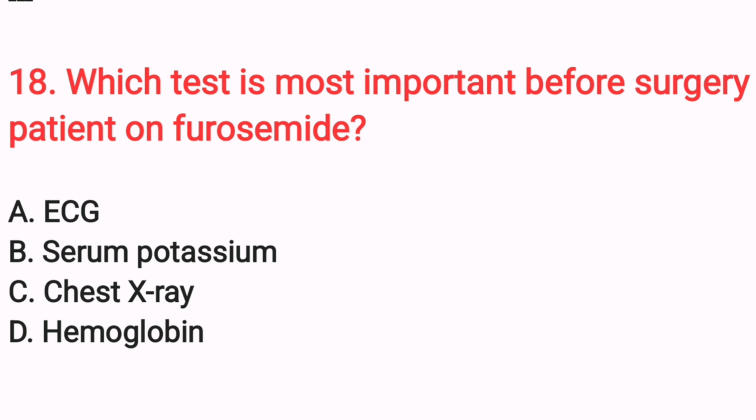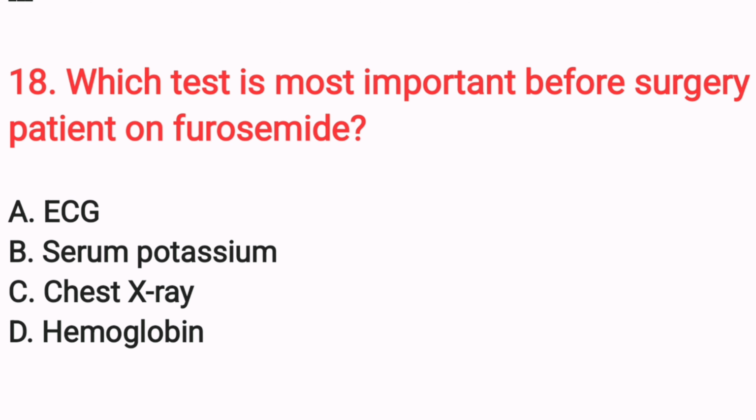Next, which test is most important before surgery in a patient on furosemide? Option A, ECG. Option B, serum potassium. Option C, chest X-ray. Option D, hemoglobin.